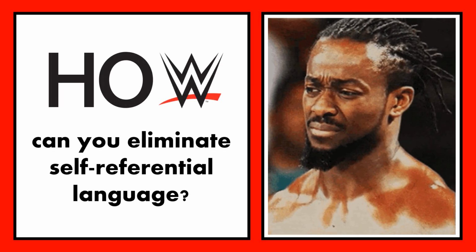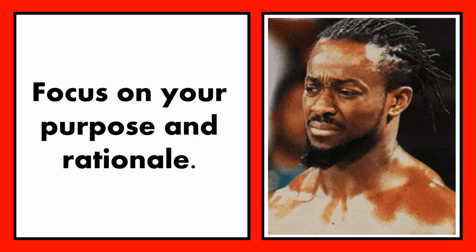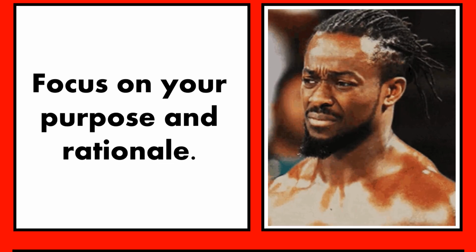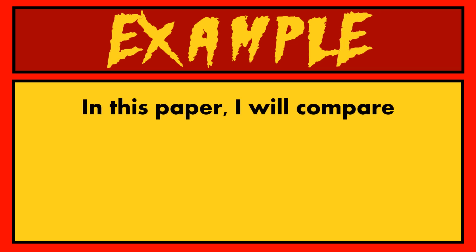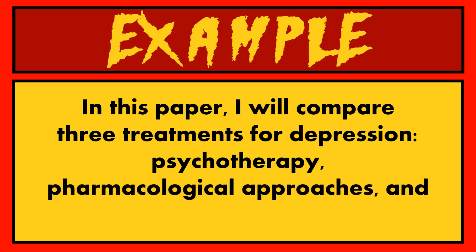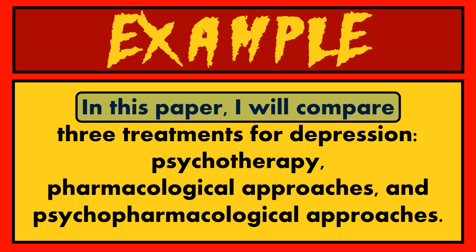How can we eliminate self-referential language? We can simply focus on our purpose and rationale. Example: "In this paper, I will compare 3 treatments for depression: psychotherapy, pharmacological approaches, and psychopharmacological approaches." Now, here we begin with, in this paper, I will compare. You're telling the reader what you're going to do instead of explaining to them why what you're about to do is important or what the value is.